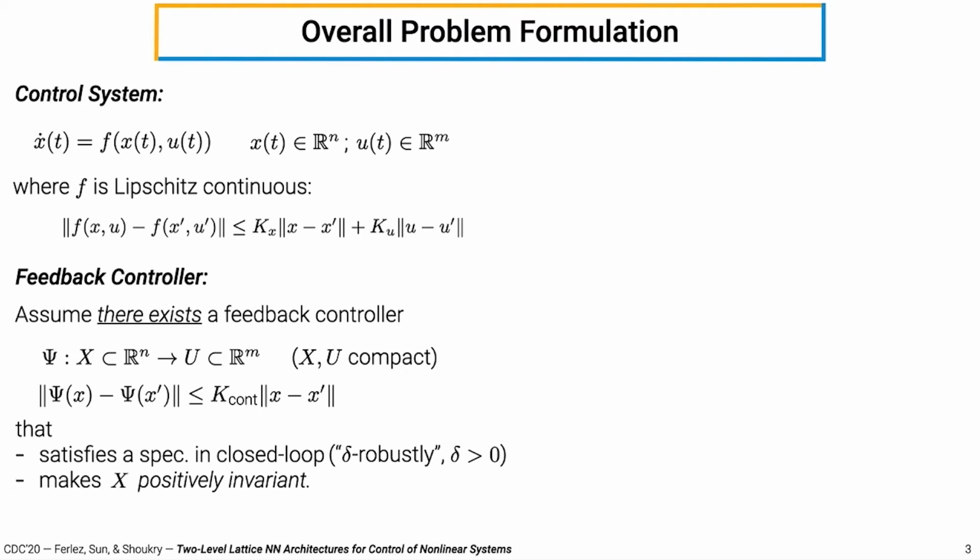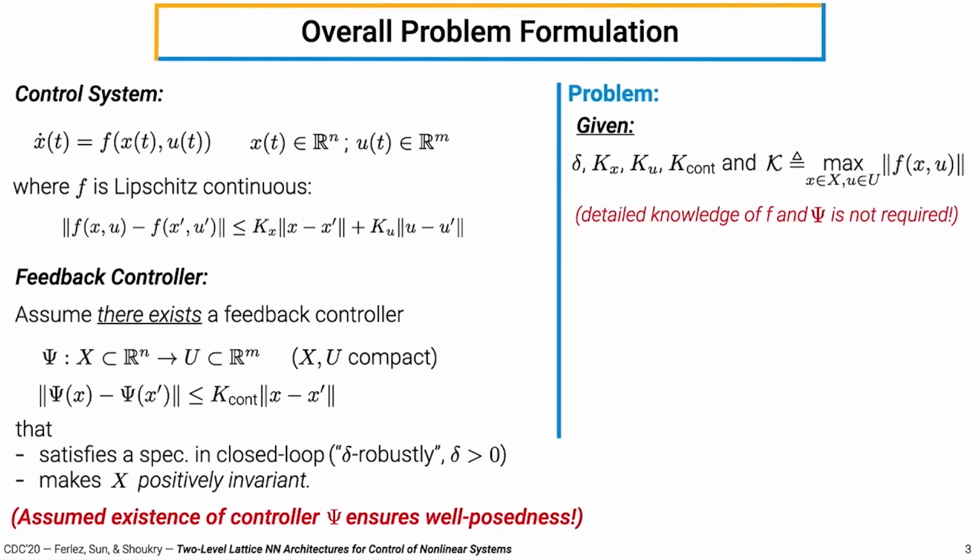Assuming the existence of such a controller may seem onerous, but it's important because it ensures the problem is well posed. In particular, we know the neural network controllers we're considering are necessarily continuous functions. However, we also know that there are nonlinear control problems which admit no continuous controllers. Hence, this assumption ensures that the overall problem is well posed.